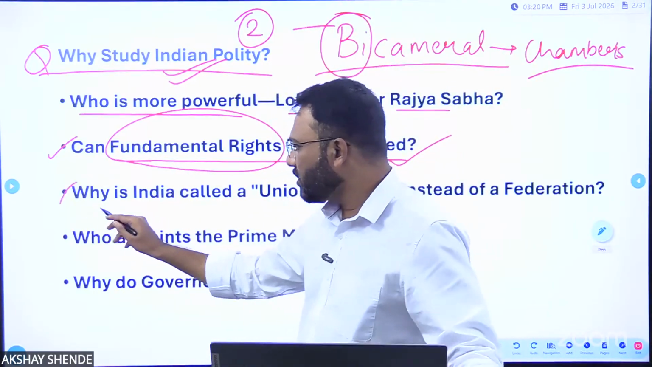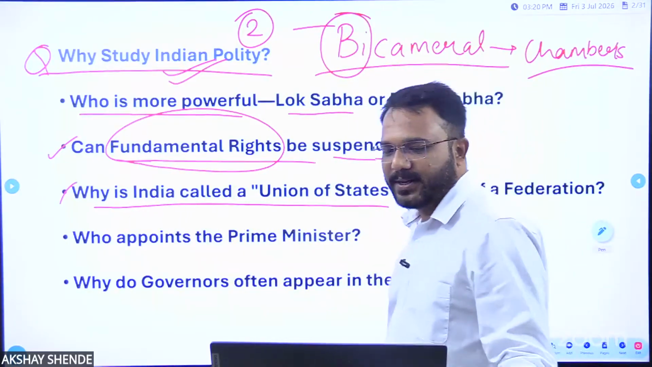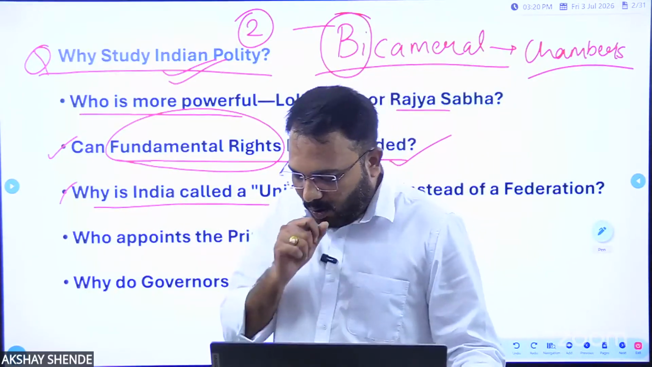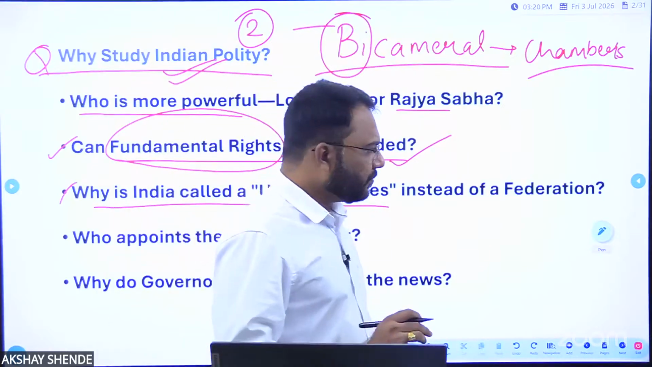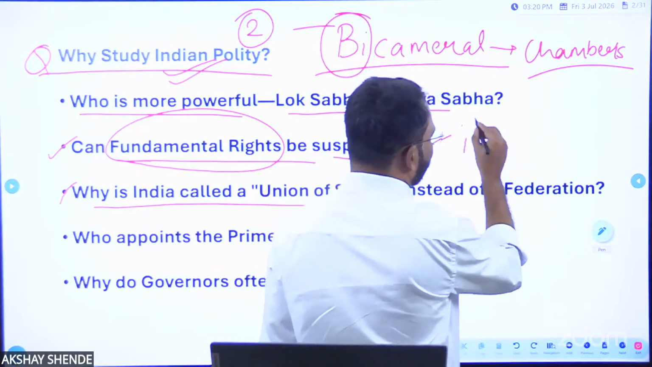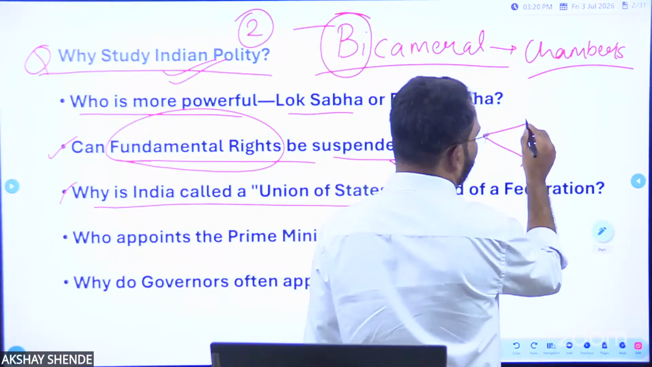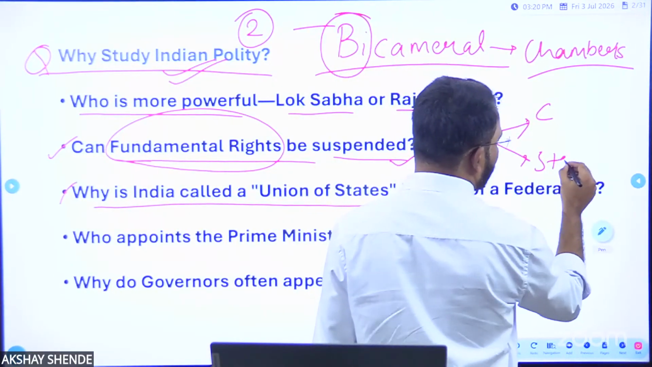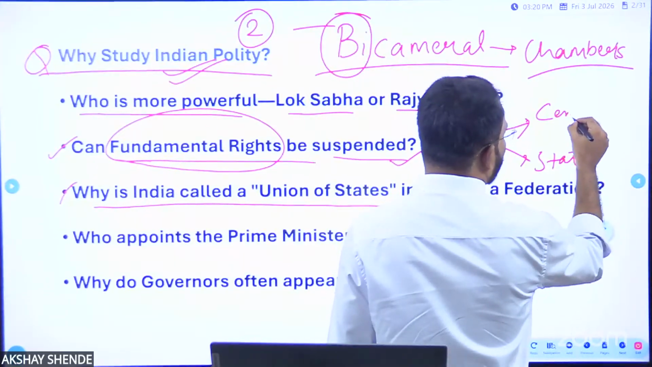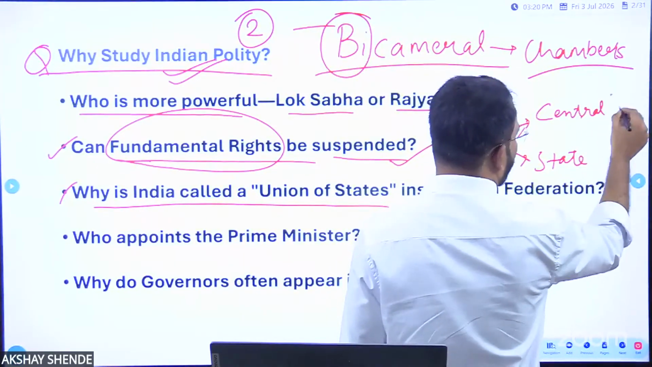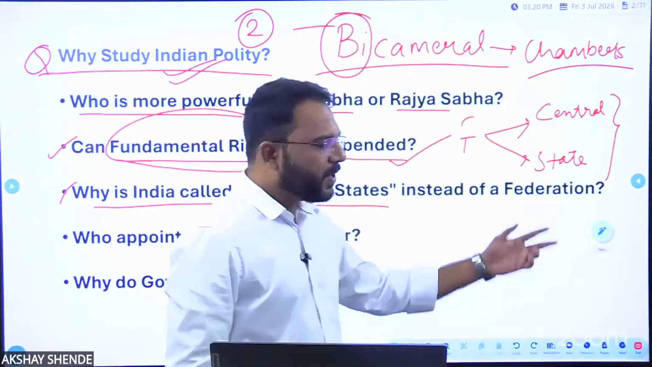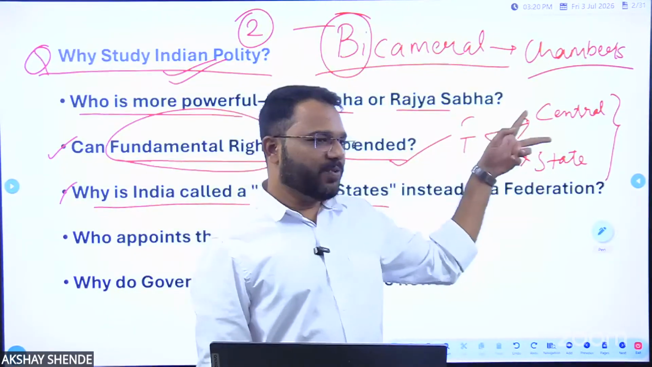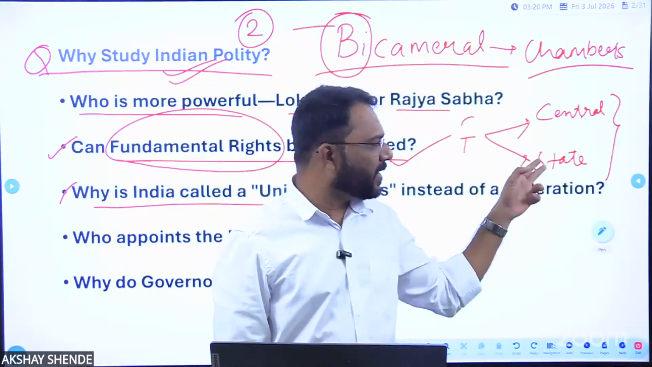Now the next question: why is India called a union of states and not a federation? In a federation there are two concepts. The first is that there is a central government and a state government. Central and state government constitute a federation. But in India we have both. We have the union government, the central government, as well as the state government.